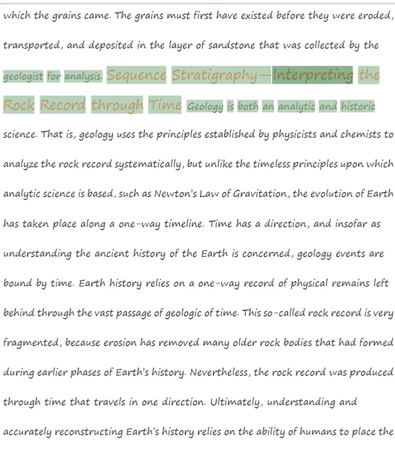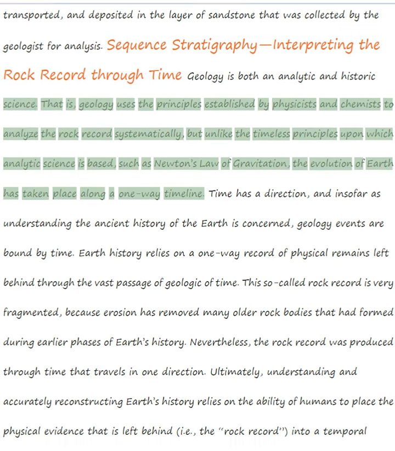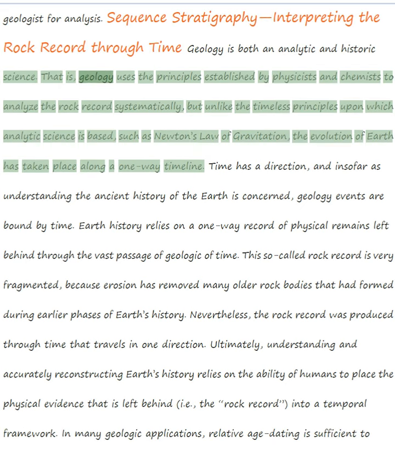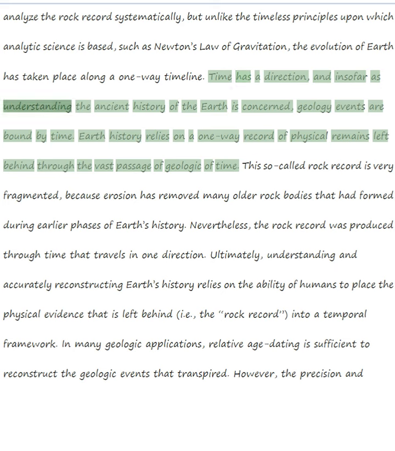Sequence stratigraphy, interpreting the rock record through time, geology, is both an analytic and historic science. That is, geology uses the principles established by physicists and chemists to analyze the rock record systematically, but unlike the timeless principles upon which analytic science is based, such as Newton's law of gravitation, the evolution of Earth has taken place along a one-way timeline. Time has a direction, and insofar as understanding the ancient history of the Earth is concerned, geologic events are bound by time. Earth history relies on a one-way record of physical remains left behind through the vast passage of geologic time.